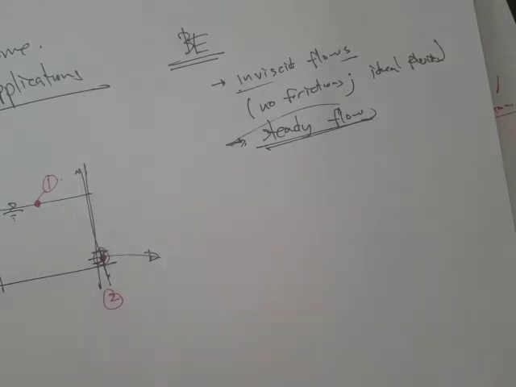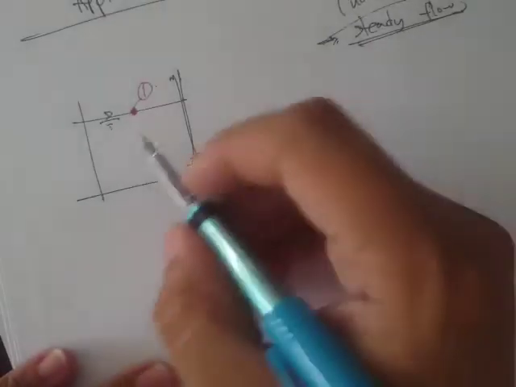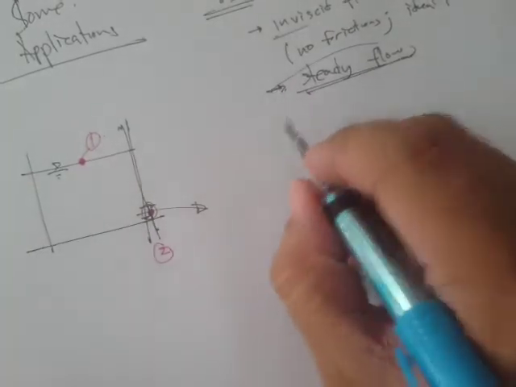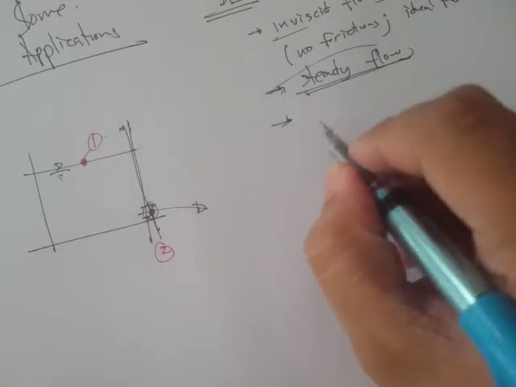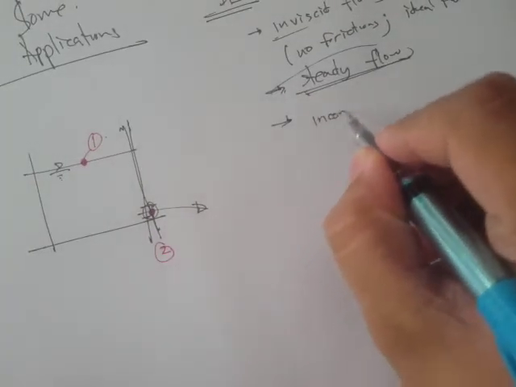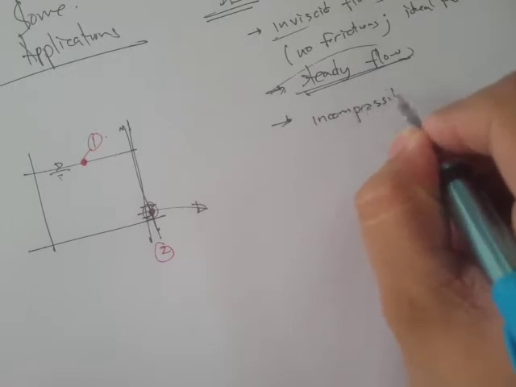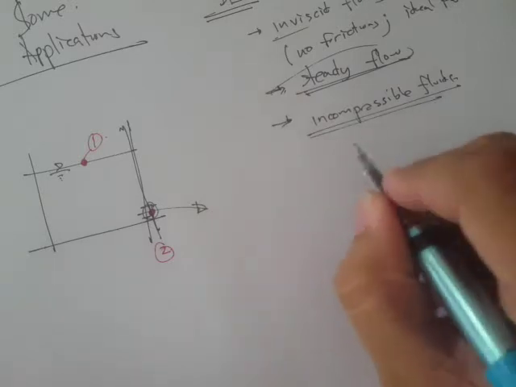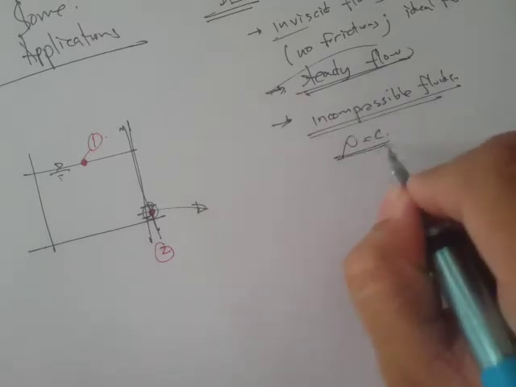Then after some time you take another snapshot, and if you notice that there are no changes in the streamline, then we can say that the properties are not changing with time, and therefore the flow is said to be steady. Okay, so Bernoulli's equation: inviscid flow, steady flow, and incompressible fluids. Incompressible fluids mean that the density is constant.